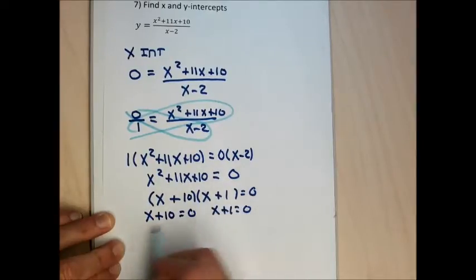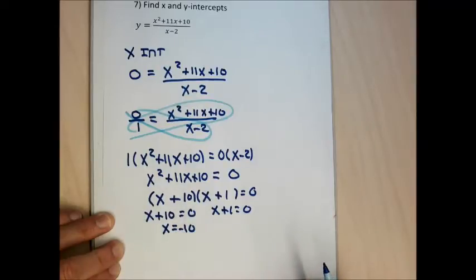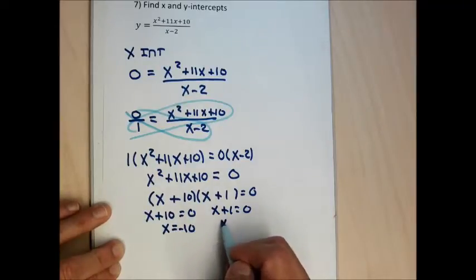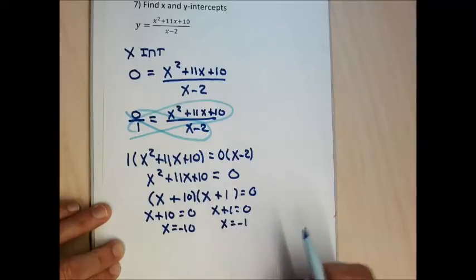When you set the x plus 10 equal to 0, you minus 10 from both sides, which will give you x equal to negative 10. When you set the x plus 1 equal to 0, you minus 1 from both sides and get x equal to minus 1.